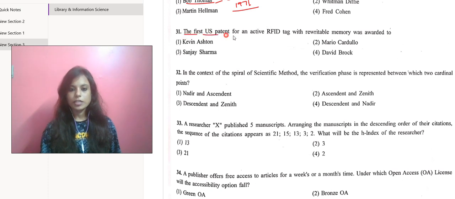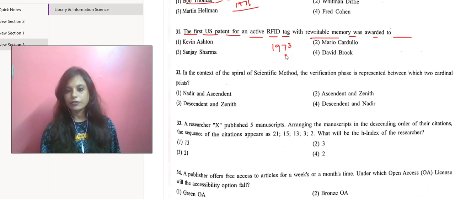The first US patent for an active RFID tag with rewritable memory was awarded to, okay, first of all, it was awarded in the year 1973 and it was awarded to Mario Cardullo. He allegedly received the first US patent for an active RFID tag with rewritable memory. Coming to the next question.